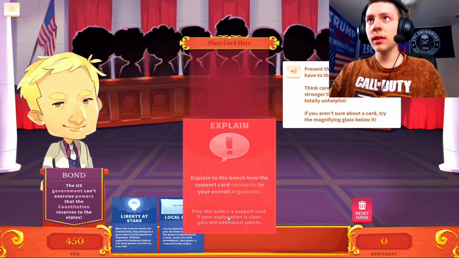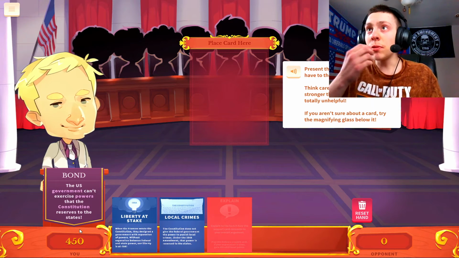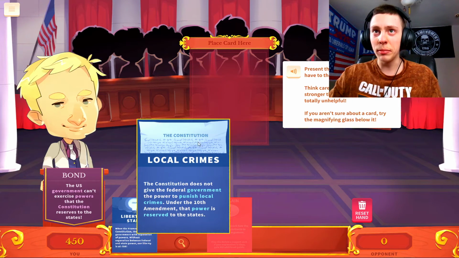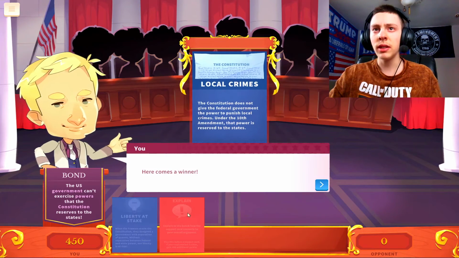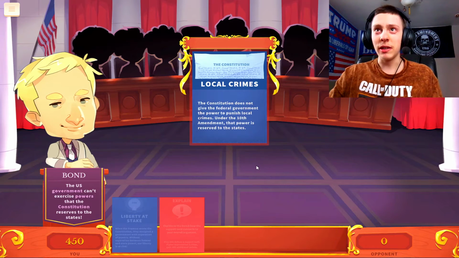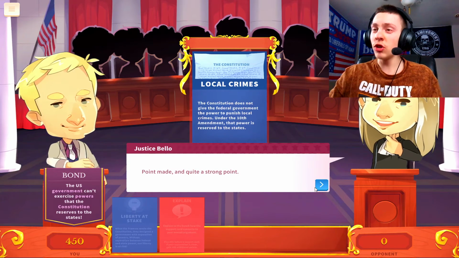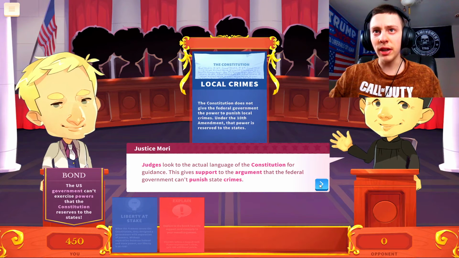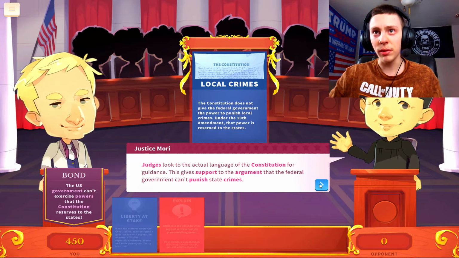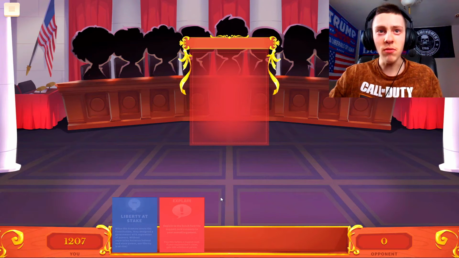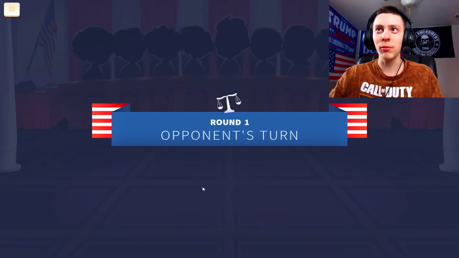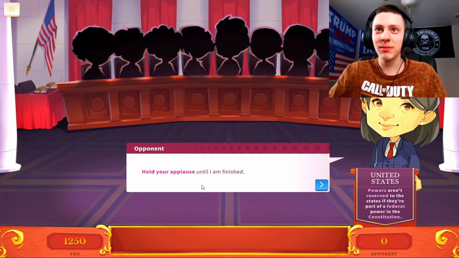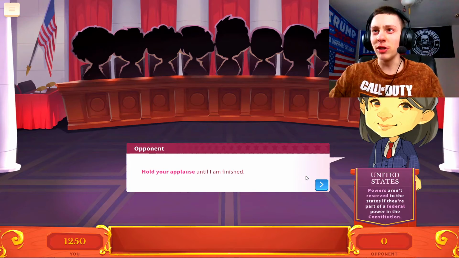Okay. Present the best support card yet to the justices. Okay. The Constitution does not give the federal government power to punish local crimes. There we go. Point made, and quite a strong point. Thank you, Justice. Justice, look at the actual language of the Constitution for guidance. This gives support to the argument that the federal government can't punish state crimes. Oh, I got 1,250 points. Imagine if real court was like this. It's like, whoever gets the most points in the end just wins. Hold your applause until I am finished.